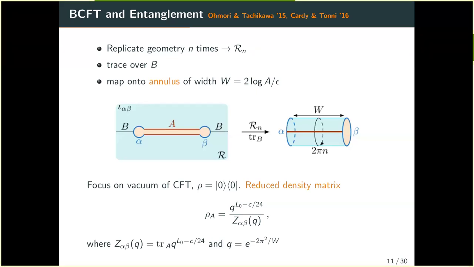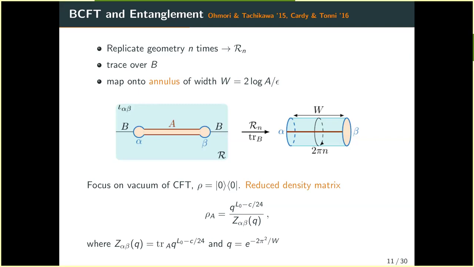So what you have is really just Q, which is, well, one way of thinking about it is that this reduced density matrix will generate rotations around disks, and basically what this is on the annulus is just following the circumference of the annulus. And in CFT, there's a natural operator which does that, and that's the zero Virasoro mode. That's this guy.